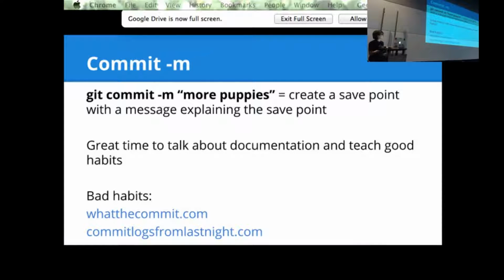So always, always, always for beginners, teach them to use git commit -m and then to put some documentation there rather than just git commit alone. This is a great time to reinforce some good behaviors about documentation and to tell them to use meaningful notes to themselves. So if you want to see some really bad examples of commit messages, I recommend these two websites, What the Commit and Commit Logs from Last Night.